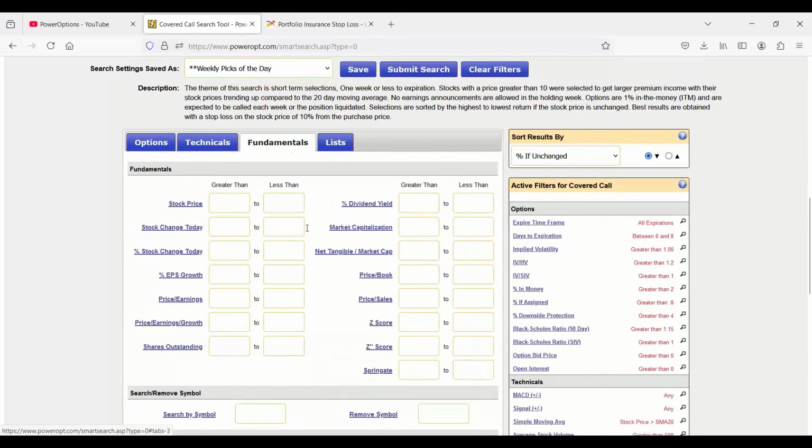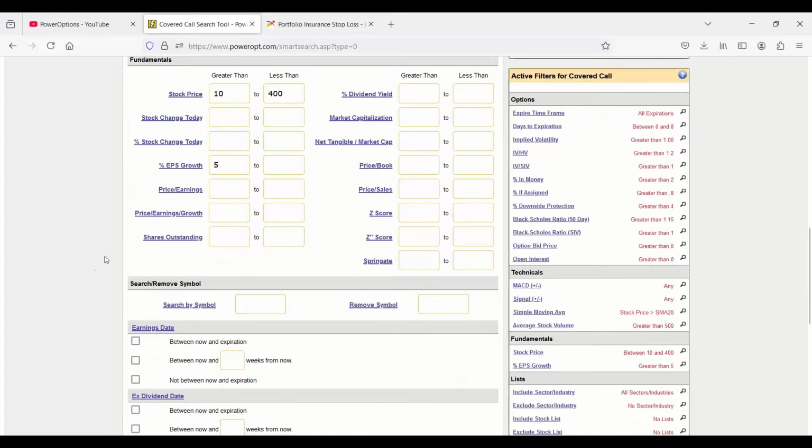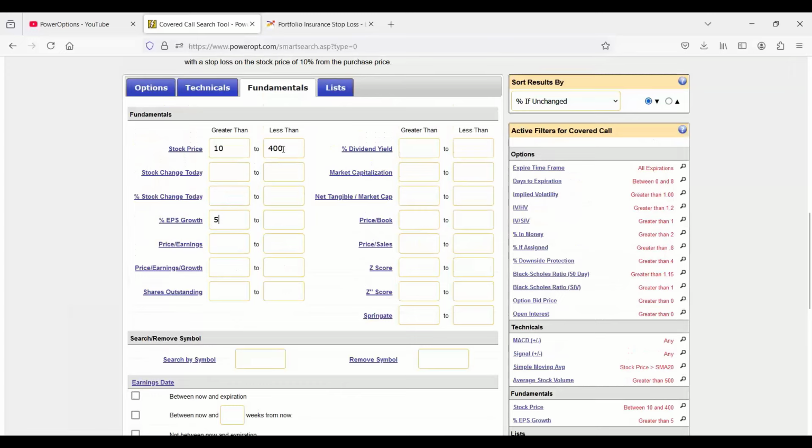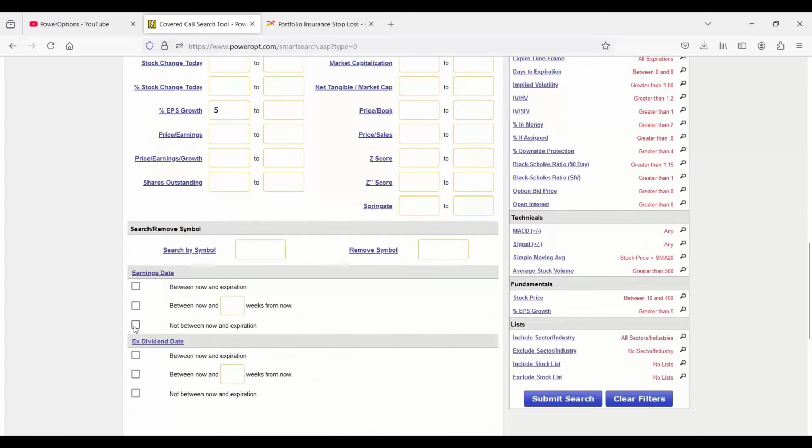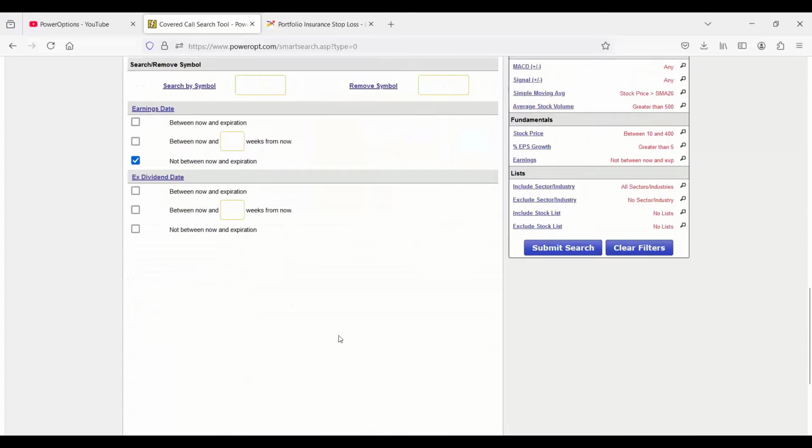We are going to go into the fundamentals. Let's just keep a stock price range relative. We'll go $10 to $400 in this case. Earnings per share growth. I want to see something with good positive earnings per share growth, which reflects good management, earnings growth over the last year. We're trying to keep it basic, so let's just keep that simple there. 10 to 400 and earnings not between now and expiration. All right, let's submit our search and see what we've got.